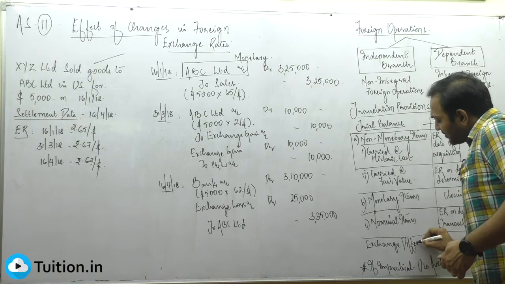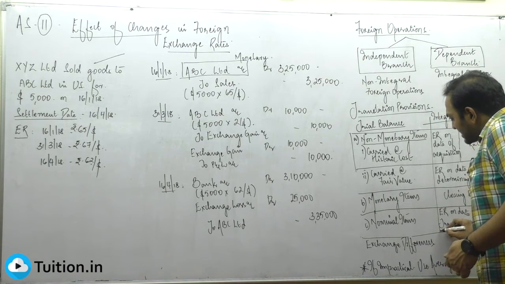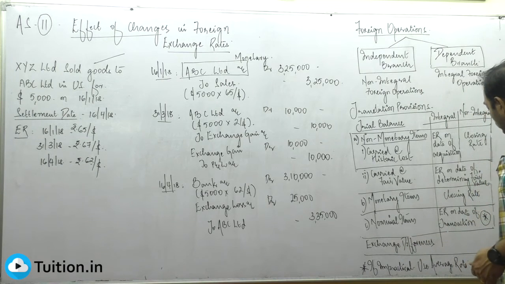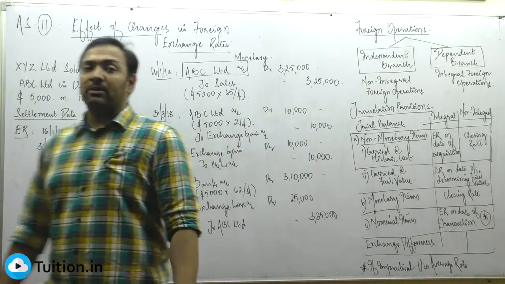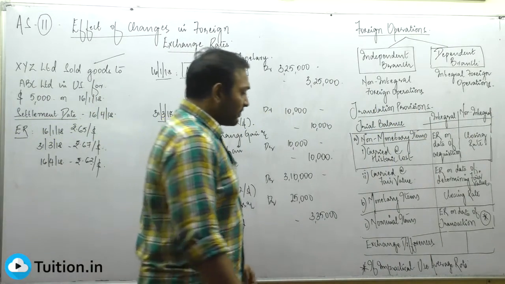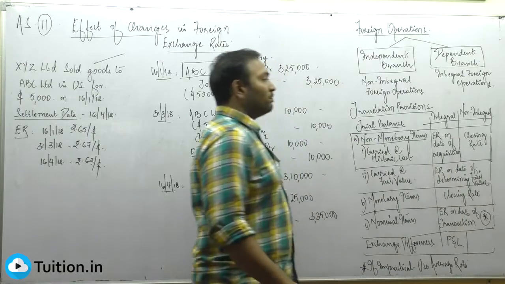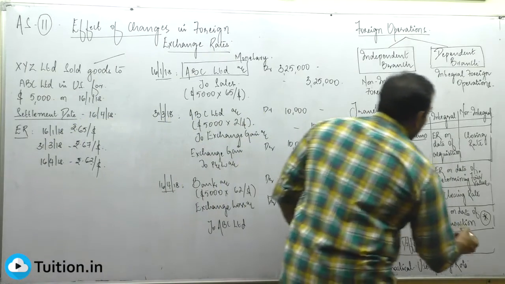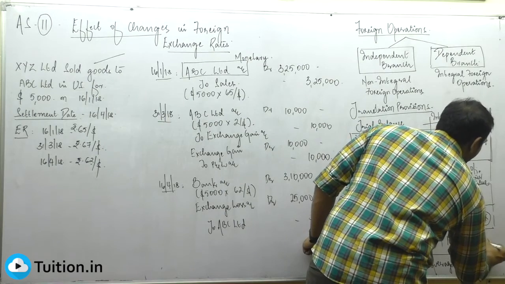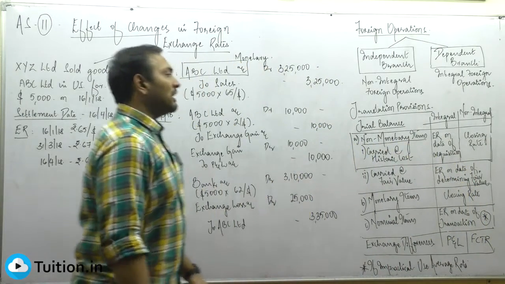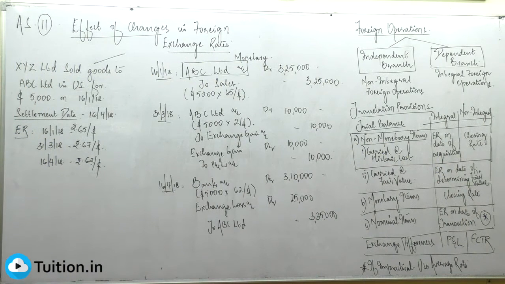There will be some exchange differences which we can categorize as exchange gain or exchange loss. Again, for exchange gain or loss, I will start the bifurcation between integral and non-integral, because if I look at an integral foreign operation, such exchange differences will be charged to P&L. But if I look at a non-integral operation, then I have to charge it to another reserve called FCTR. What is FCTR? Foreign currency translation reserve. We have seen this when we were talking about branch accounting.